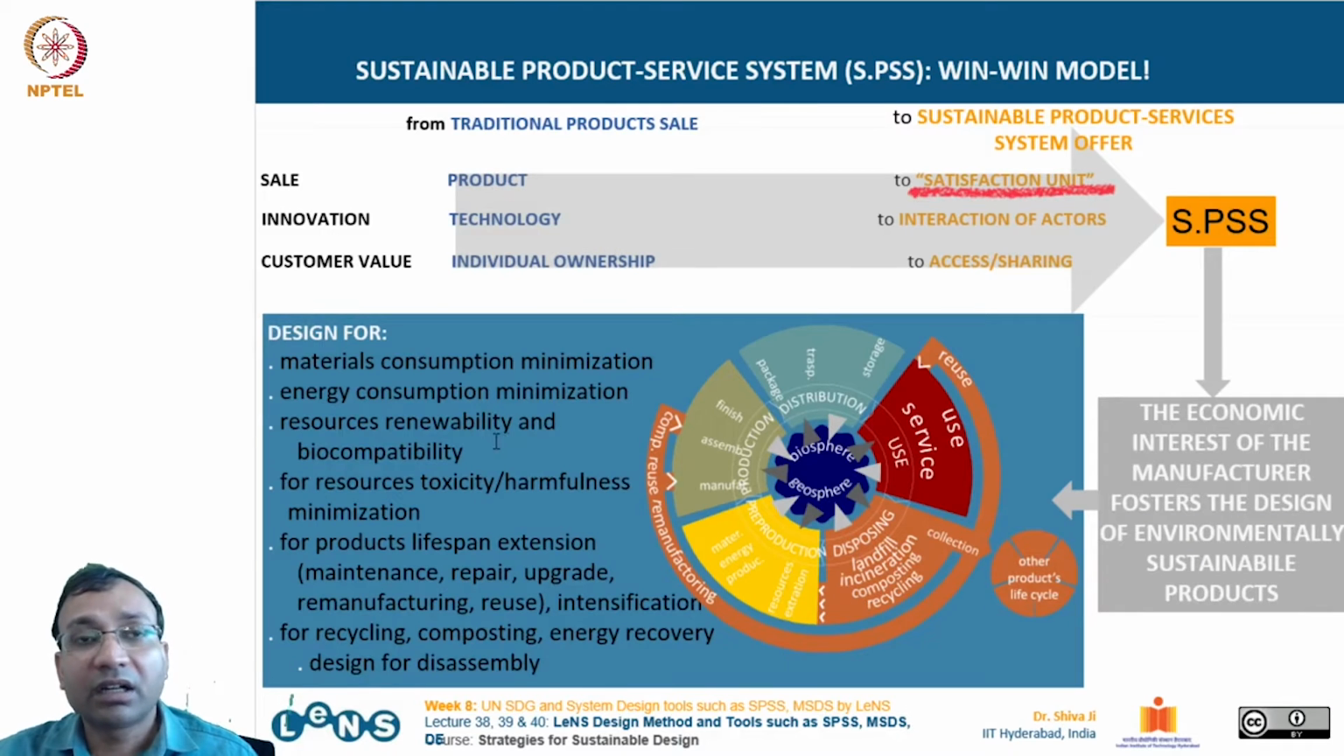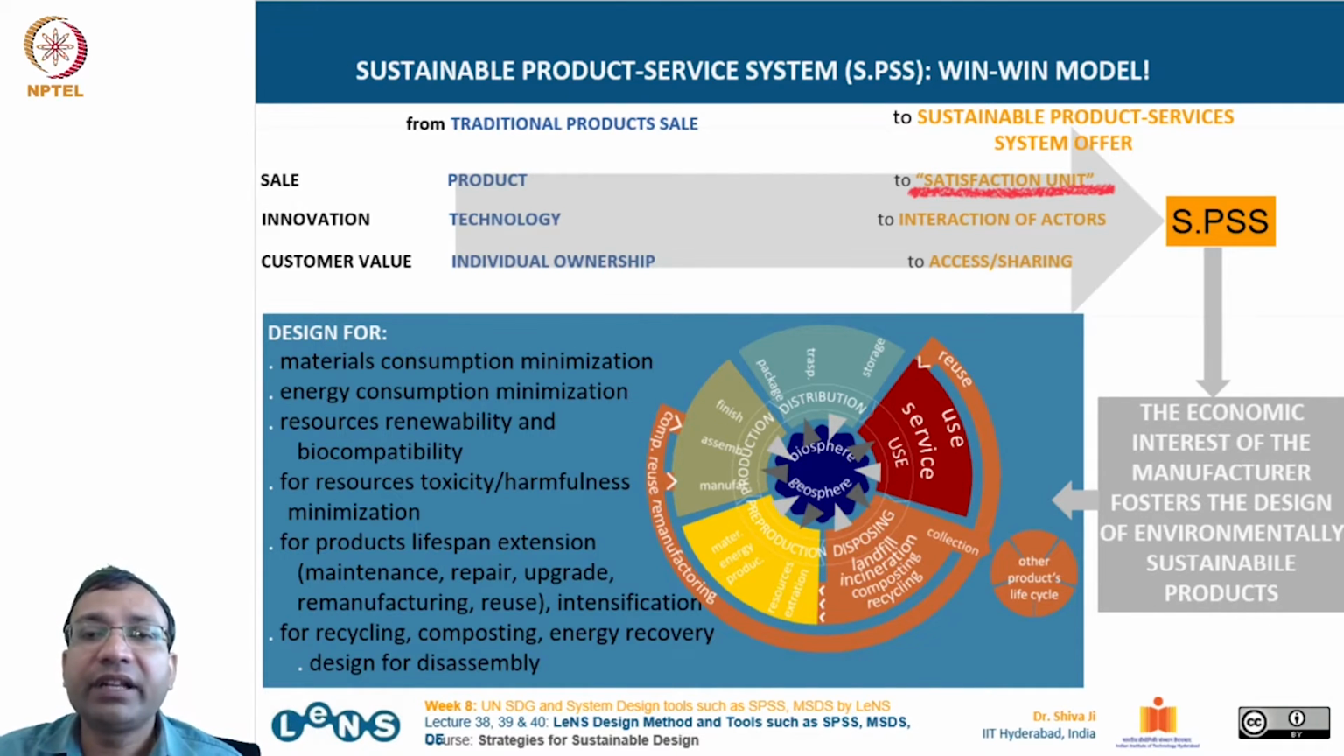Further, let's see what is the sellable. In a conventional, traditional product sale system, the sale is of the product. But in a sustainable product service system, as you see in this illustration on this slide, the sale is of the satisfaction unit. So we are not selling the product, we are selling the satisfactory consumption or the use of it.